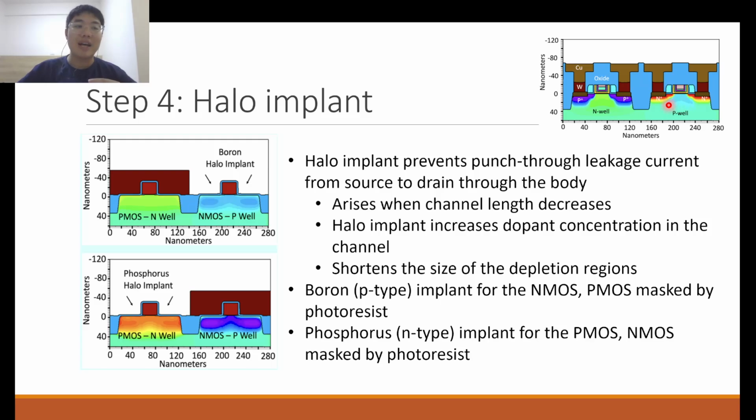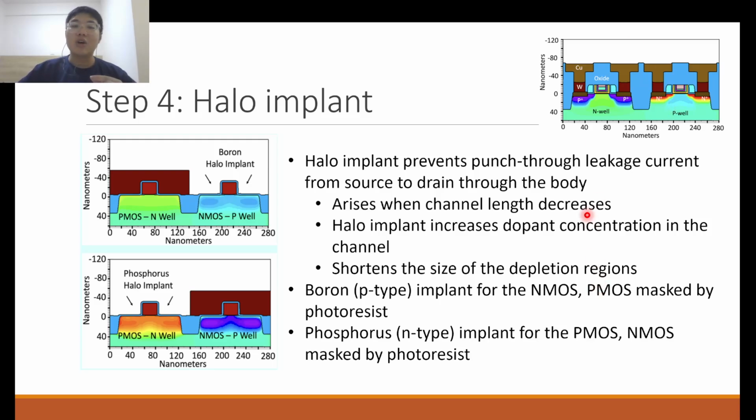So remember what I said earlier in the previous video, that higher dopant concentration makes the depletion region width narrower. So that's the point we are doing here. We are doping the wells more with a higher concentration of dopants, so that the depletion regions will be smaller. And when the depletion region is smaller, that means my channel width can shrink without the depletion regions overlapping and causing punch-through current.